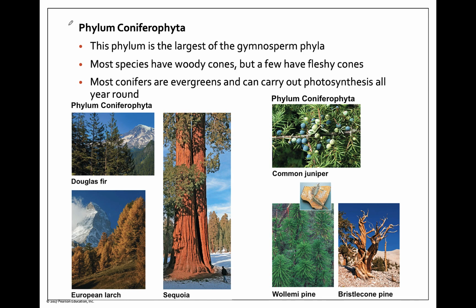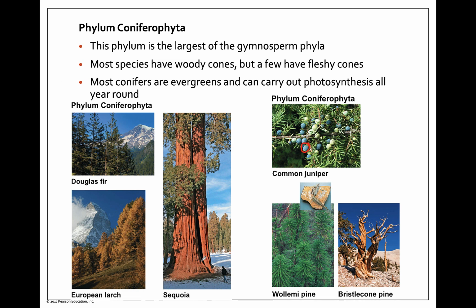And then the last phylum of gymnosperms that you're probably most familiar with is Coniferophyta, or the conifers. These are the most common gymnosperm in the world today. Most of these have woody cones. Some of them have fleshy ones. The juniper has a fleshy berry, but that's actually its ovulate cone. So these are going to be things like big Douglas fir trees, European larches, your pine trees. This bristlecone pine is one of the oldest conifer species that we know of, and some of the trees of these bristlecone pines are about 4,600 years old.